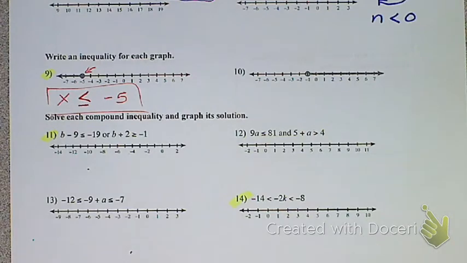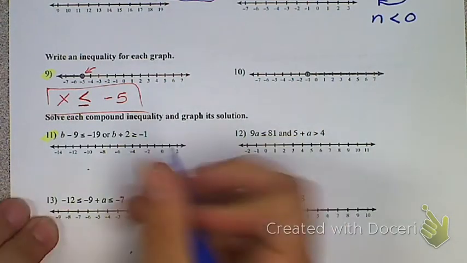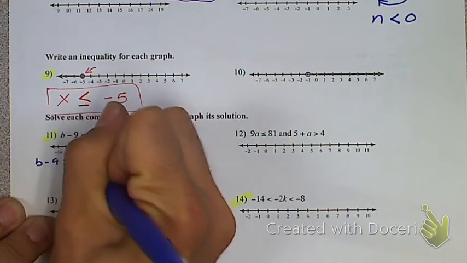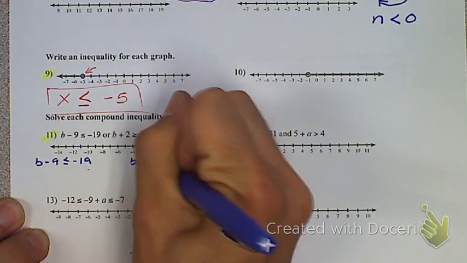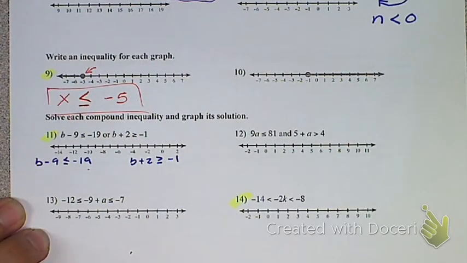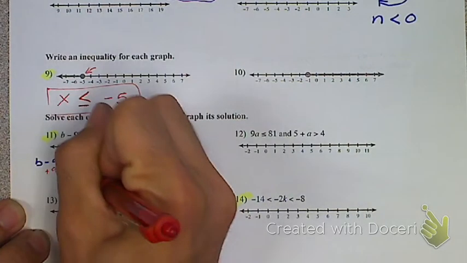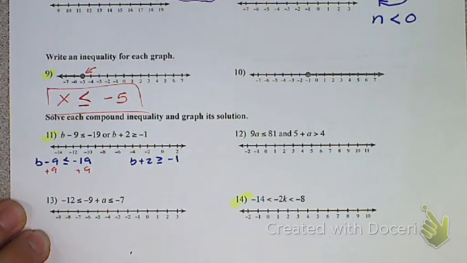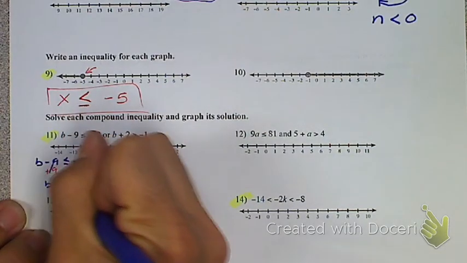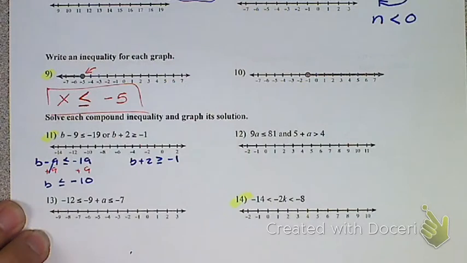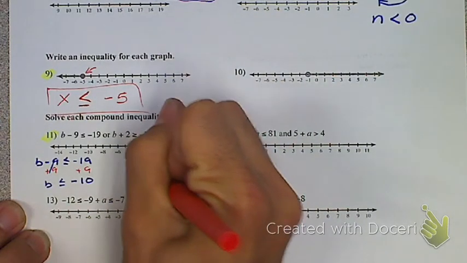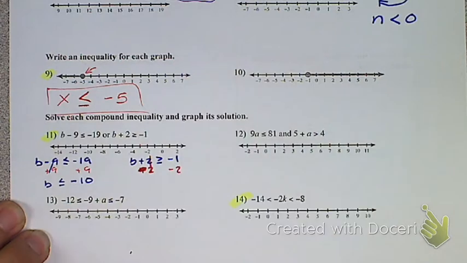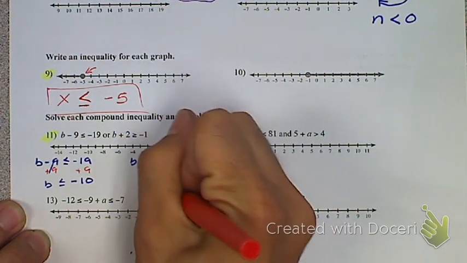For number 11, it's an OR statement. We're going to solve this with two different problems. So b minus 9 is less than or equal to negative 19. And then we're going to solve b plus 2 is greater than or equal to negative 1. On the first one, we add 9 to give me that b is less than or equal to negative 10. And on the second one, I do the opposite, so I subtract 2. And that gives me b is greater than or equal to negative 3.